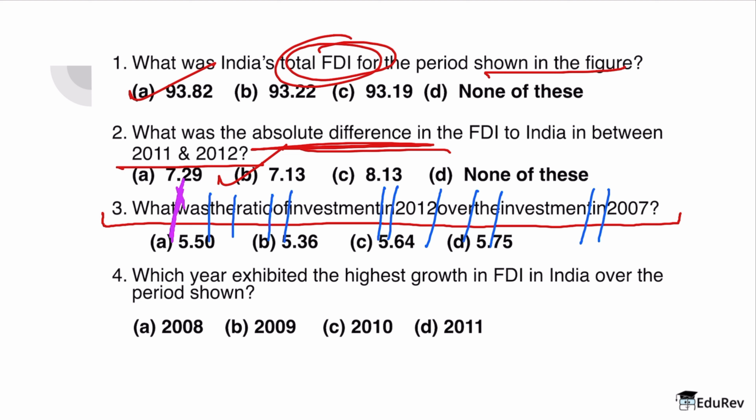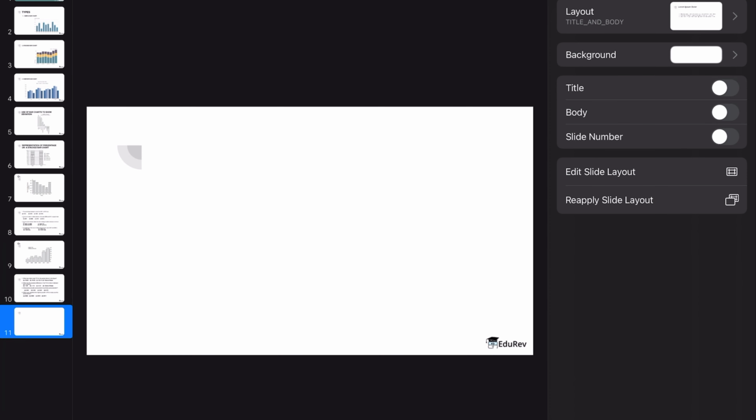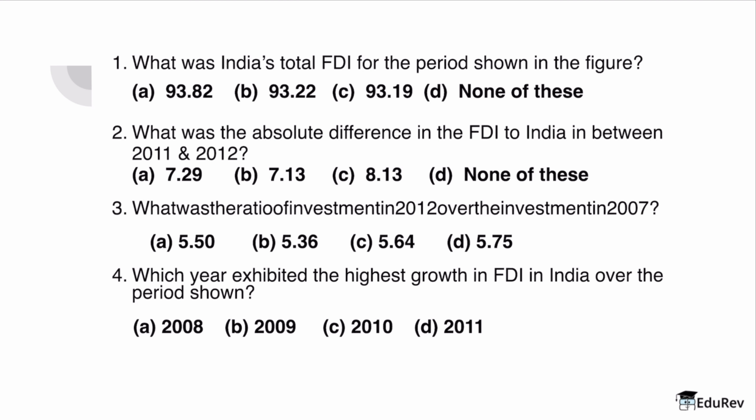So what was the ratio of investment in 2012 over the investment in 2007? Alright, so here what we are going to do is take the 2012 figure of investment as a factor of 2007. We need to calculate the ratio. Again, I'm so sorry. So we were on this question, right? What was the ratio of investment in 2012 over the investment in 2007?